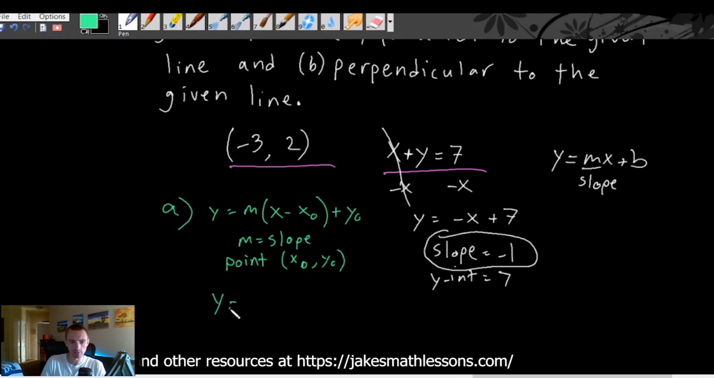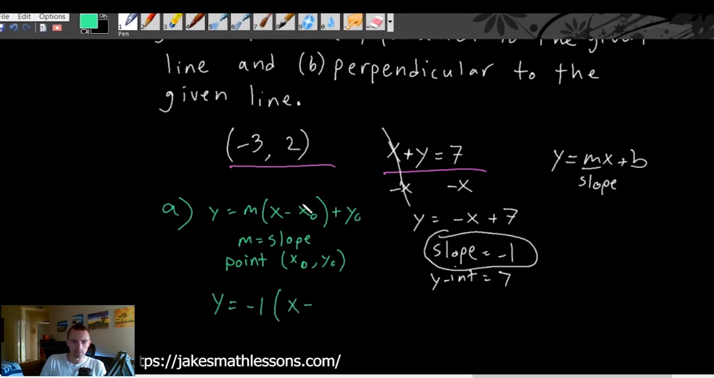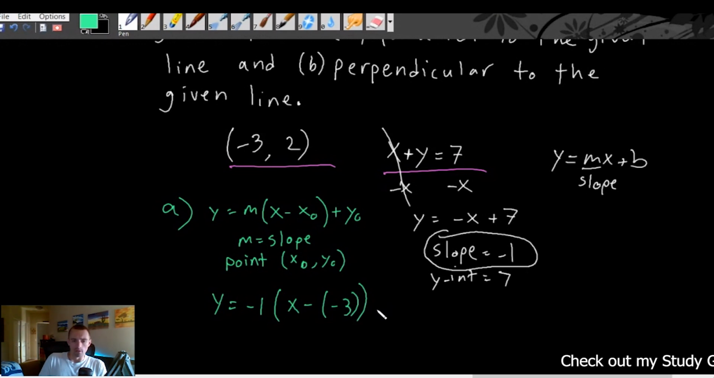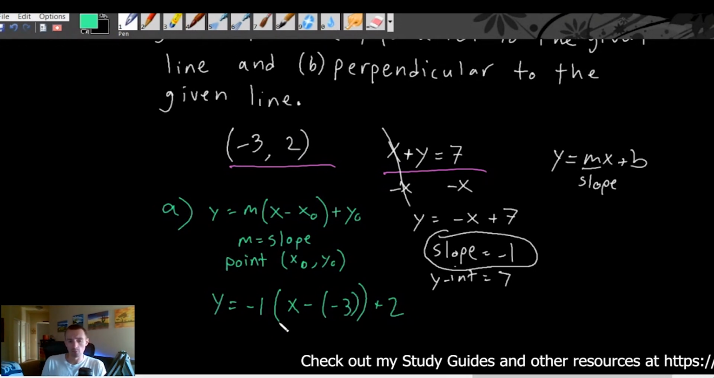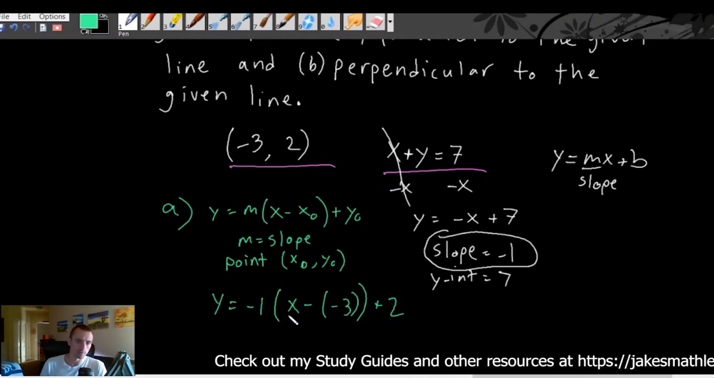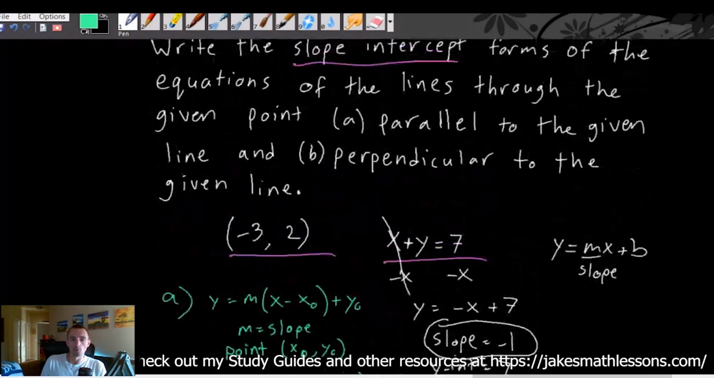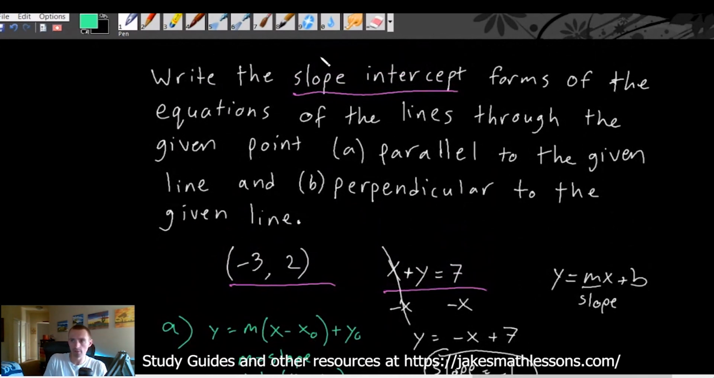So doing that is going to give us y equals -1 times (x minus x0, which is -3). So keep in mind we have x minus -3. Be very careful about that. When your x coordinate is a negative, it's actually going to end up kind of doing the opposite here. And then plus y0, which is our y coordinate, which is 2. Okay. So now that we've written this in the point slope form, we can rearrange this to get it into the slope intercept form, which is the form that the question asked us to get it in.